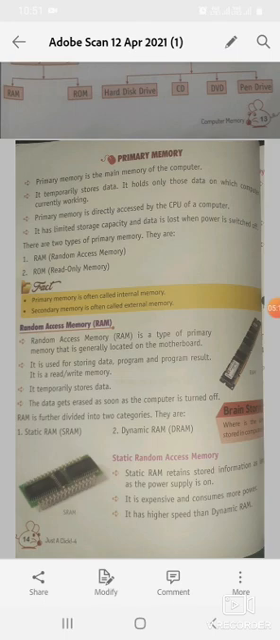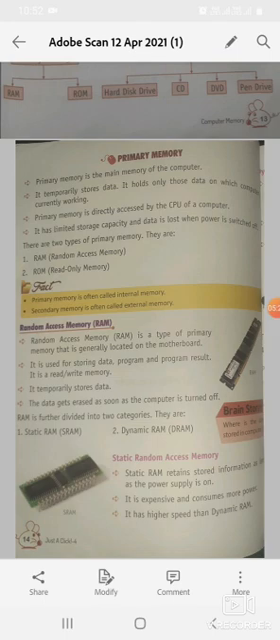Static RAM, SRAM. Static RAM retains stored information as long as the power supply is on. It is expensive and consumes more power. It has higher speed than dynamic RAM.